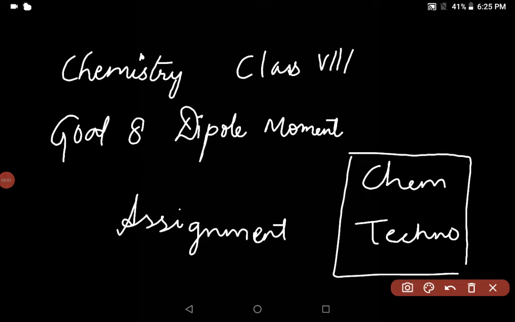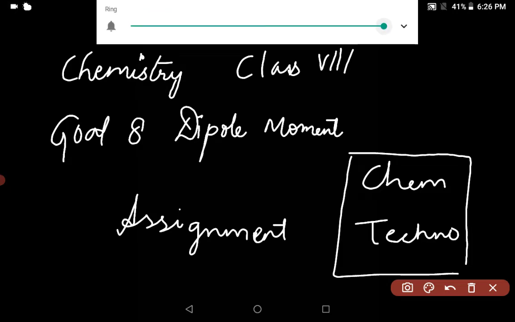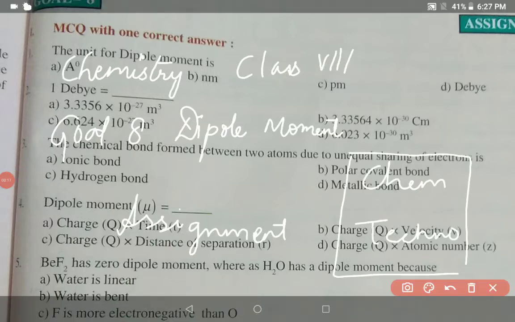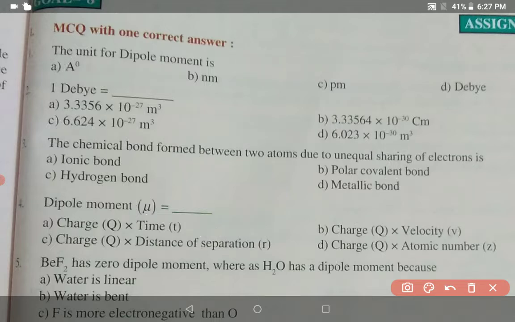In this video we will be looking at chemistry class 8, goal 8, dipole moment assignment with chemistry techno. So let's begin with it. Today, as you all know, we are going to discuss the goal 8 assignment bits. There is only assignment bits, and this goal is all related to dipole moment.